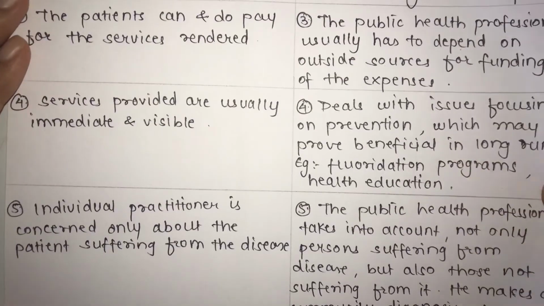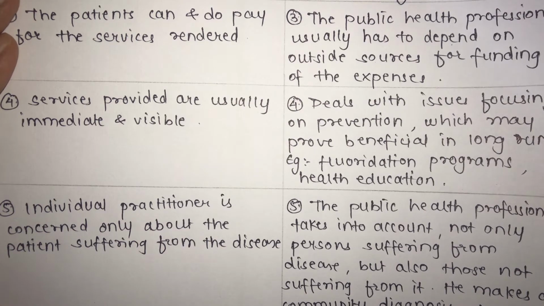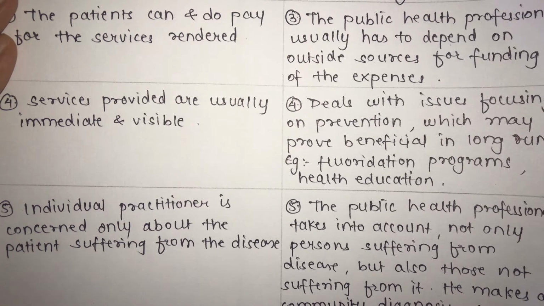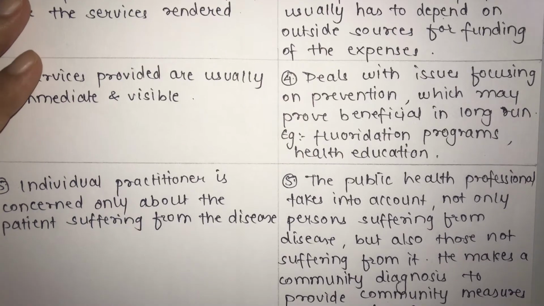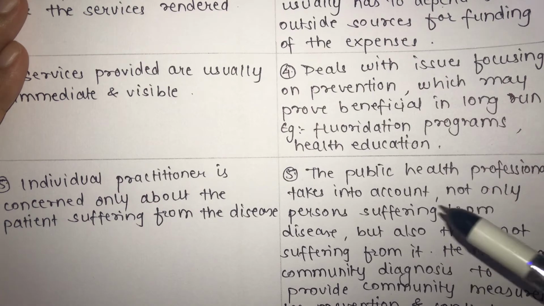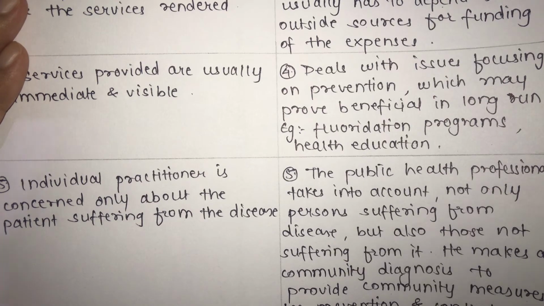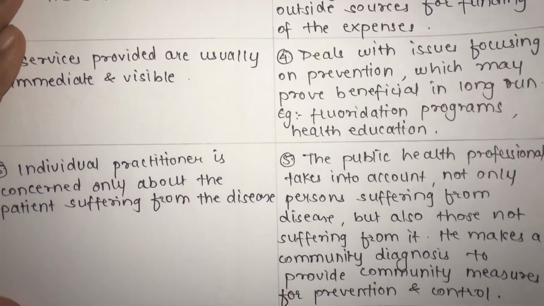Then the next difference is, the individual practitioner is concerned only about the patient who is suffering from the disease. And in public health, the public health professional takes into account not only the person who is suffering from the disease, but also those not suffering from it. So he sees the persons who are suffering from the disease, but also the persons who are not suffering. As we have seen, it is more towards the prevention side. So he makes a community diagnosis to provide community measures for prevention. In public health, you are more focused on prevention and control.